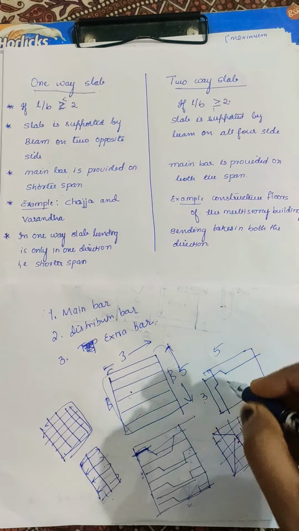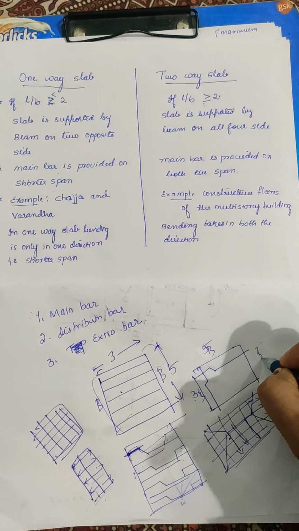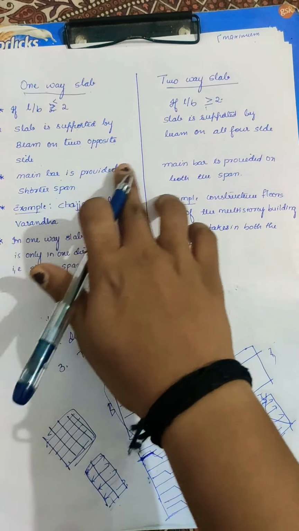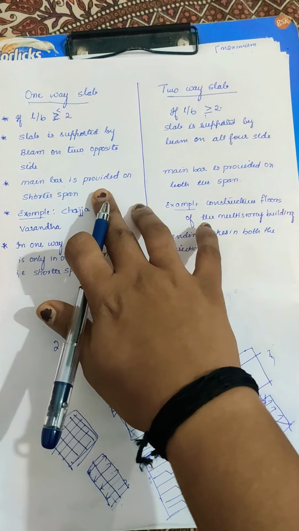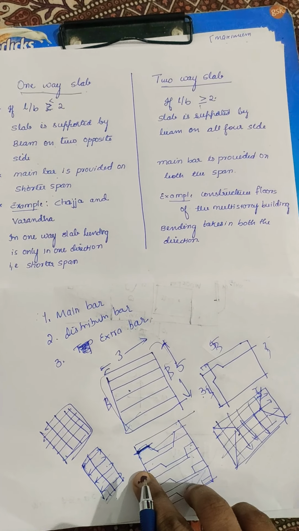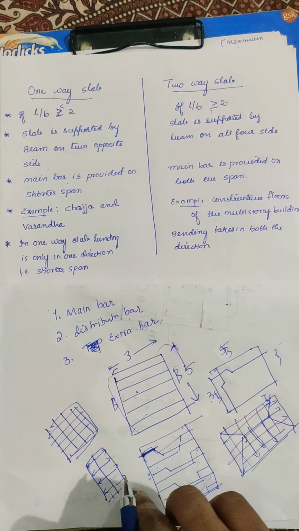in case of one-way. In case of two-way, the slab is supported on all four sides by beams. Then the main bar is provided in the shorter span. The reason I have also said: load distribution takes place on the shorter span itself. Hence that is the reason the main bars will be provided there.